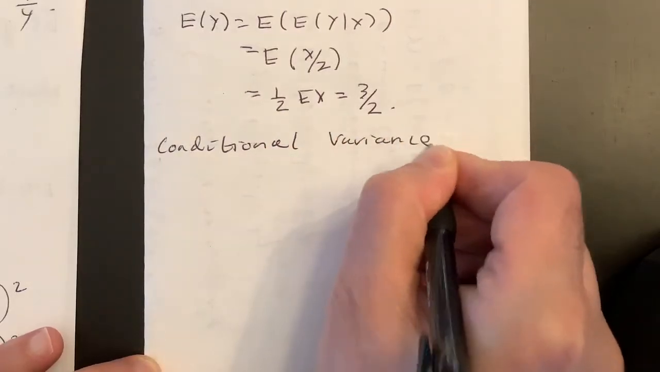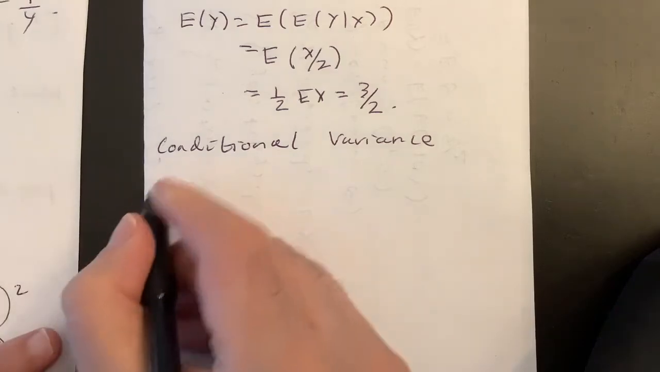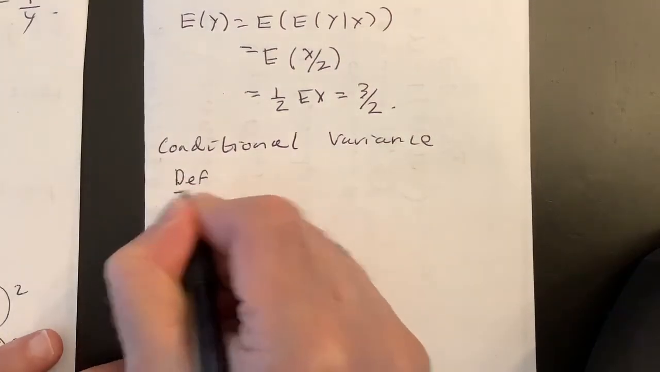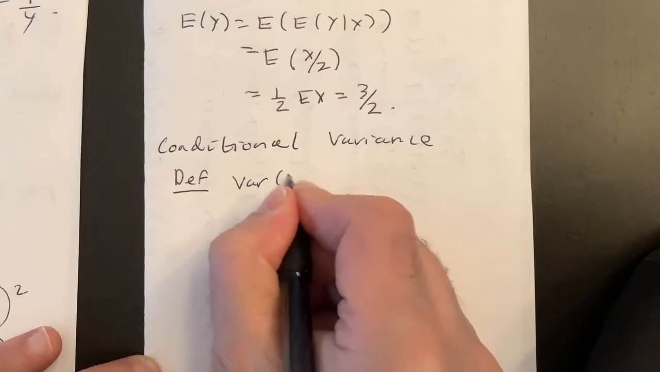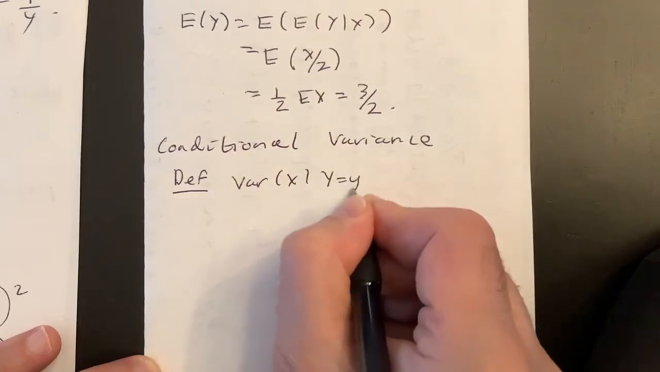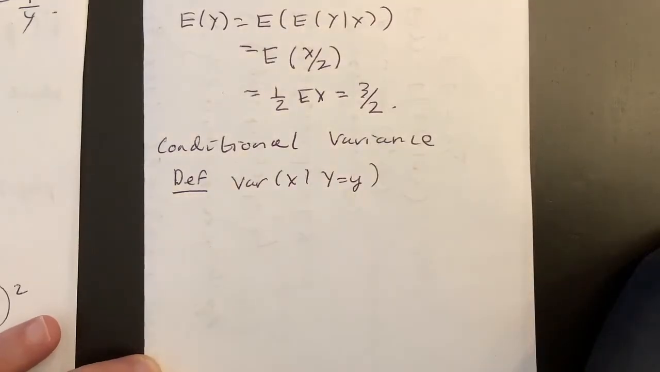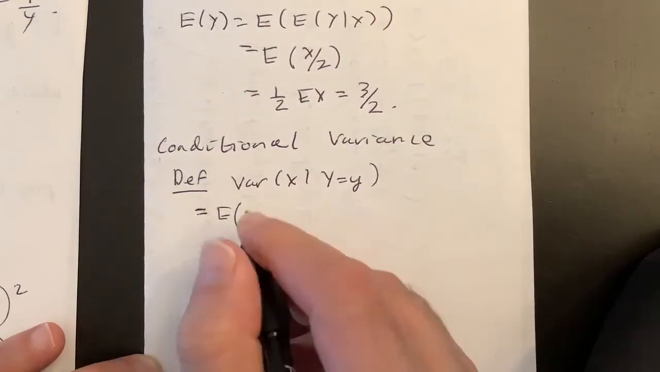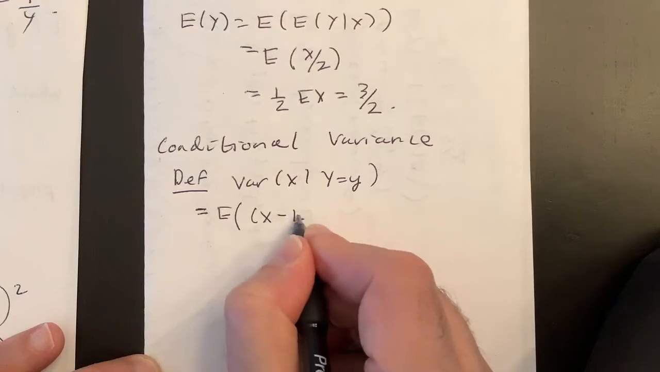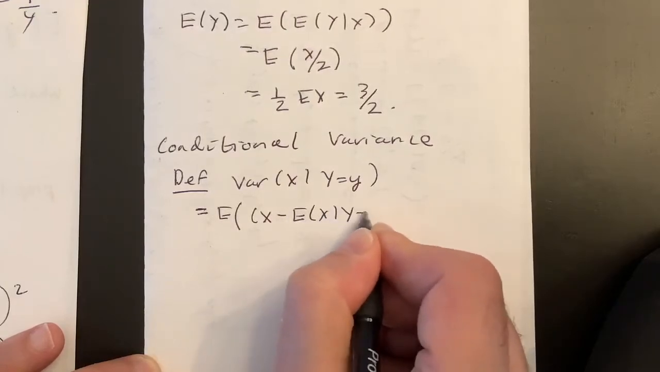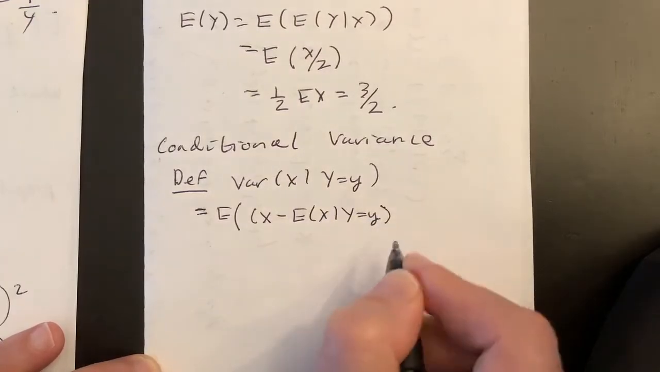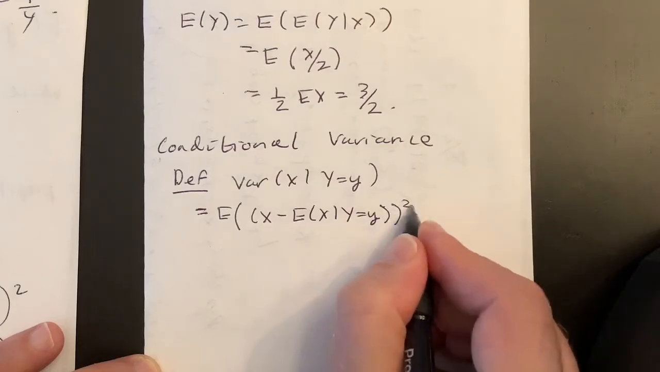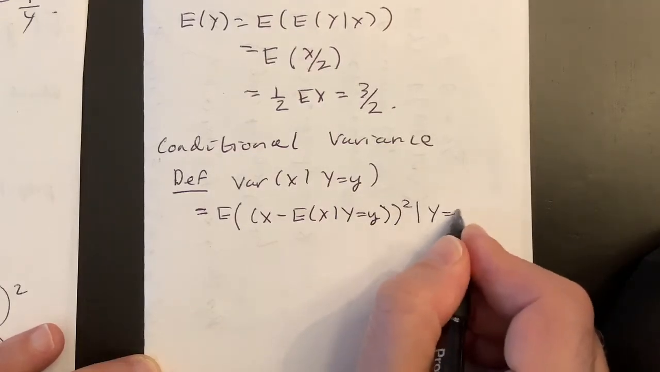And it's similar. We'll define it. Variance of x given y equals little y. Again, I could just leave it big Y and then it would just be in terms of big Y, but this is maybe a little nicer. This is just equal to e of x minus e of x given y equals little y, and this should all be squared, given y equals little y.